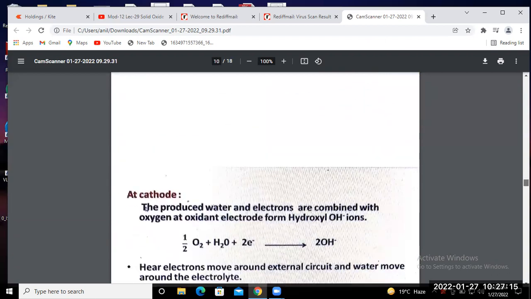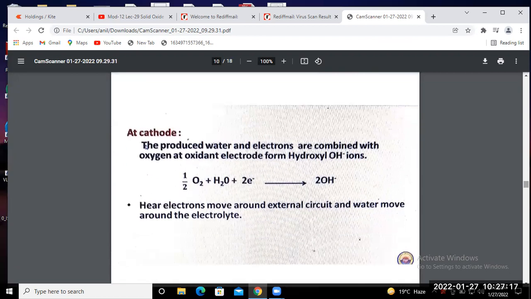So you will find out at the cathode terminal, the reaction is that the produced water and electrons are combined with oxygen at the oxidant electrode to form the hydroxide OH minus ion. So 1/2 O2 plus H2O plus 2 electrons make the 2OH minus ion. Just to find out from this diagram.